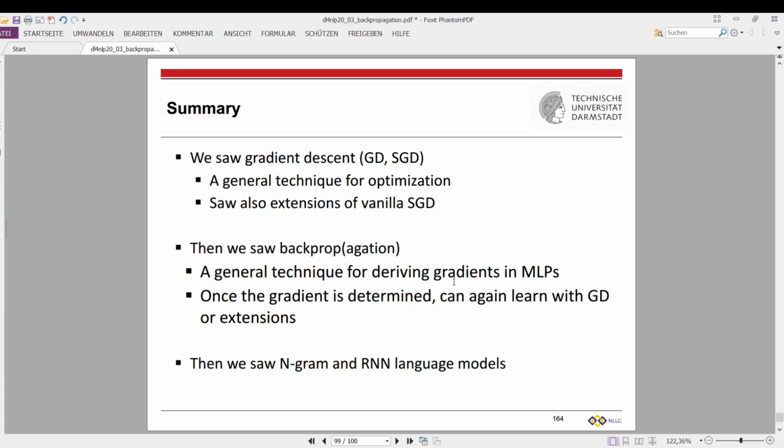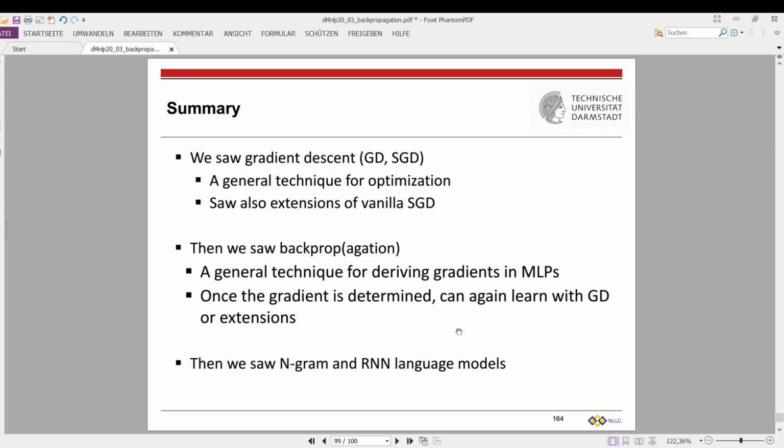And this error function says the neural networks' predictions should be close to the training examples that we give them, right? So this is the error function that we minimize, and we minimize it by the combination of backprop and gradient descent. So this was general deep learning and general optimization.